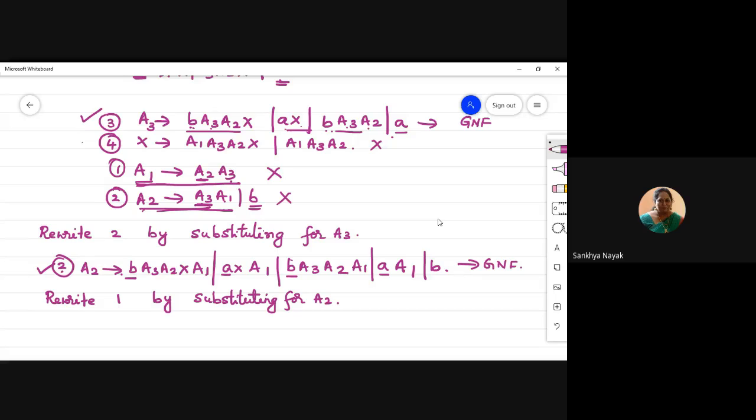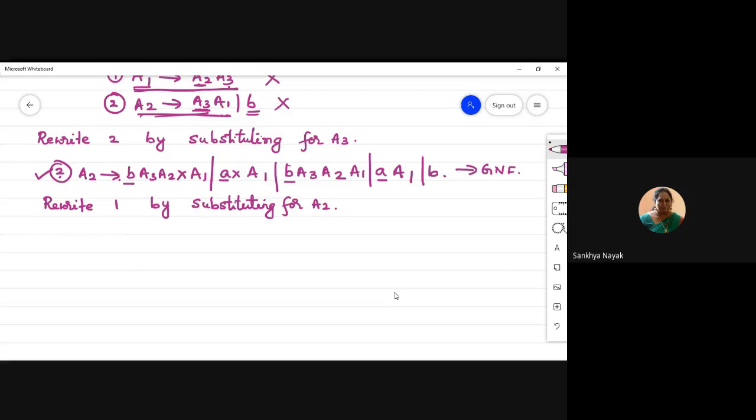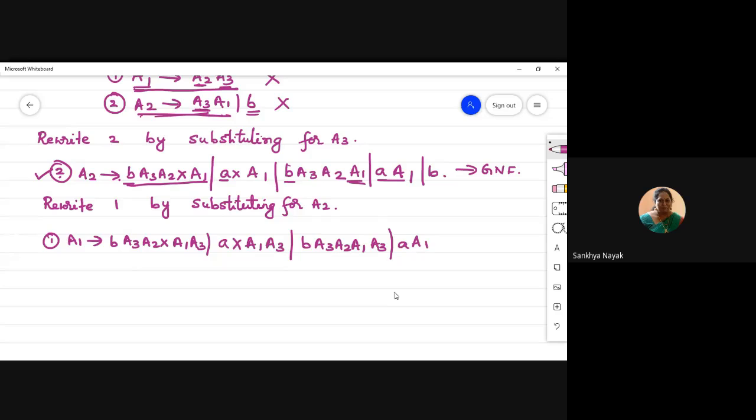Everything should be followed by A3. That's all. So A1 is equal to A2 followed by A3. Correct? So it's simple. B A3 A2X A1, that is the term for A2, and followed by A3. So just attach A3 to all these terms. A3, B A3 A2 A1, this term, and then follow it by A3. A1, follow it by A3, and B, keep it here, B, follow it by A3.